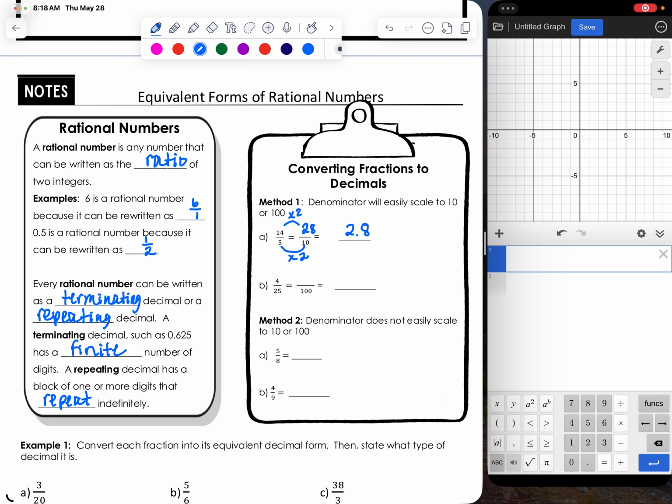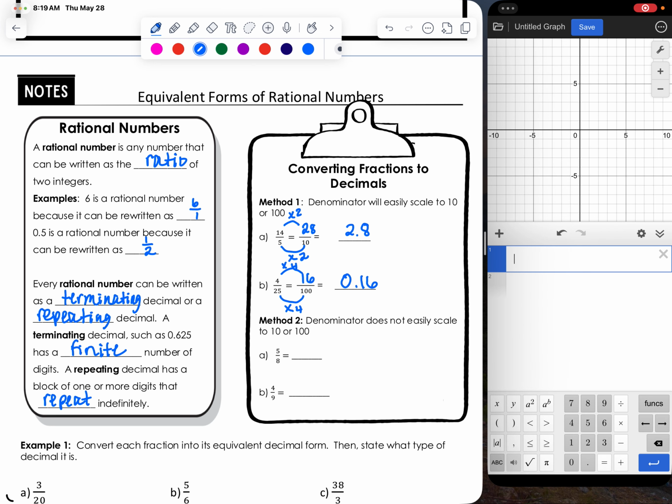Now, if I had 4/25ths, I would notice that 25 would scale to 100 pretty easily if I multiplied it by 4. So I'm going to multiply the numerator by 4 also, and that would give me 16/100ths. And we write 16/100ths as 0.16. So 4/25ths is equivalent to 0.16 or 16/100ths.